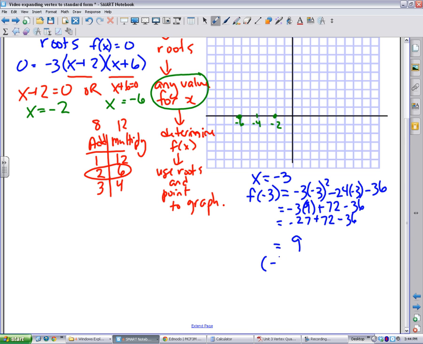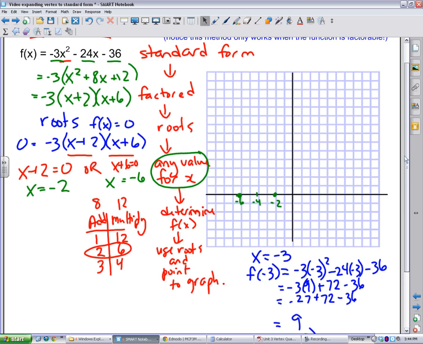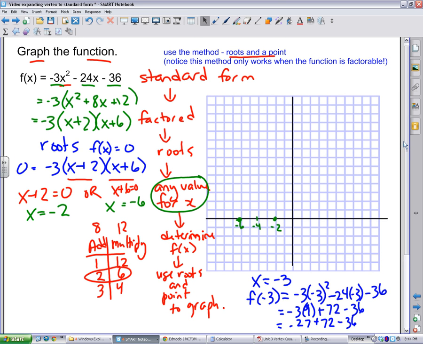So that means the point -3, 9 is also a point on my parabola. So I can go to -3, 9. Let's see, 2, 4, 6, 8, 10. That's value 9 there. So -3 and 9. So now I have 3 points, and I have enough that I can graph.